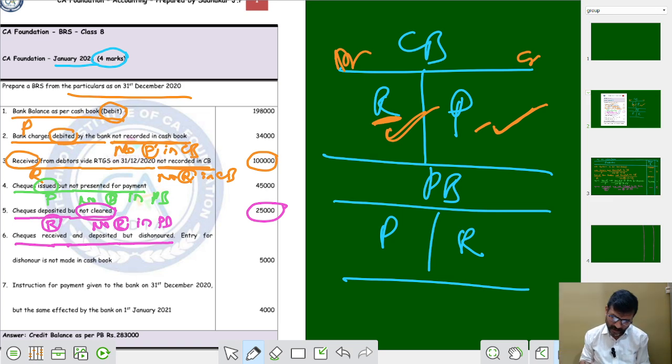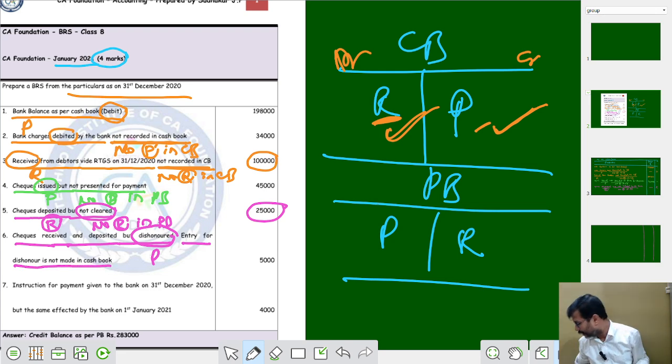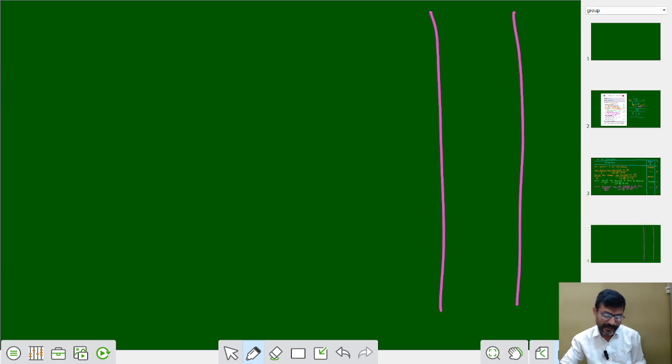So when the check is dishonored, obviously we can say that dishonored means payment. Entry for dishonor not made in the cash book. See here, dishonor is not entered in the passbook, sorry, cash book. When dishonor is not entered in the cash book, we can say that no payment in cash book, right? No payment in cash book means no credit in cash book. So where we have to take? Credit side only. What is the point number? It is 6, right?